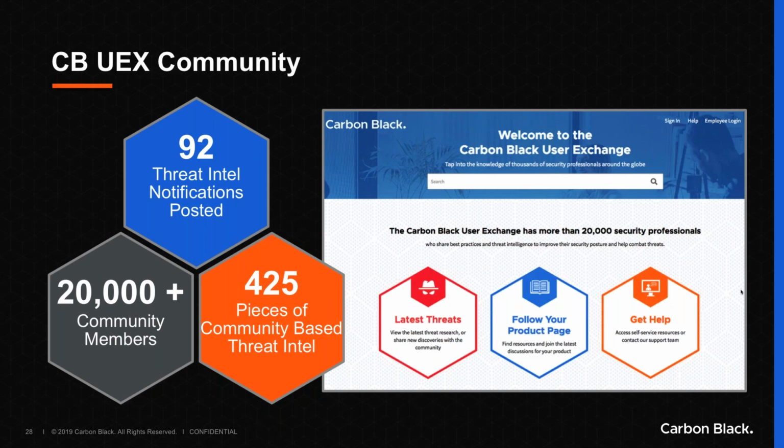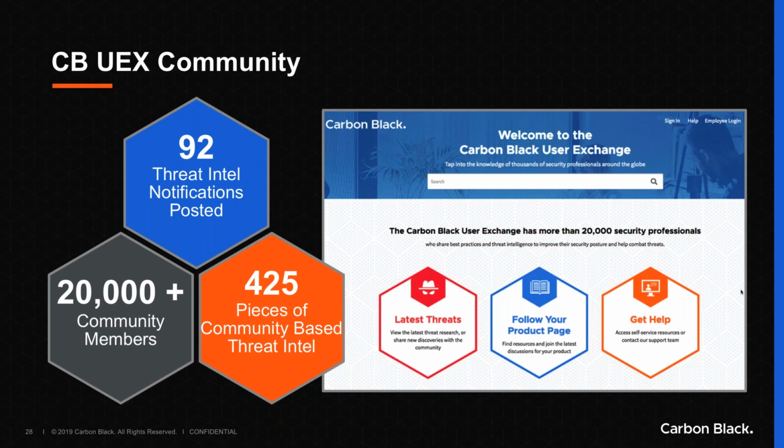So when you look at the user exchange community, I've highlighted a couple really important stats, and this is just from the last year, right? Looking at 92 internal threat notifications that we posted at Carbon Black. So Carbon Black proactively identifying 92 extremely unique threats that we thought were important enough to automatically raise to all of our members and say, this is brand new, it's never been seen, you need to go check your environment for this kind of thing right now.